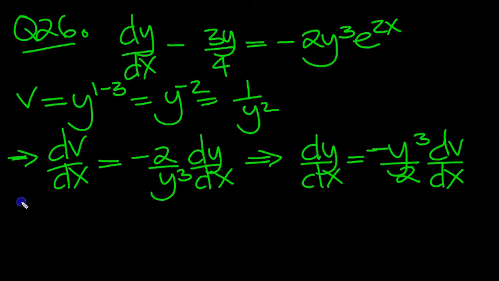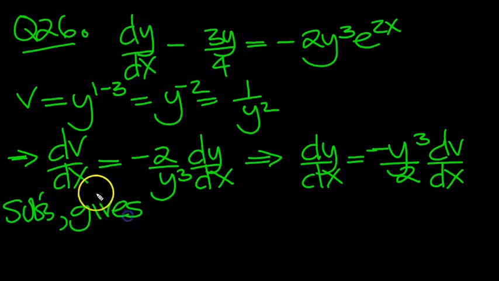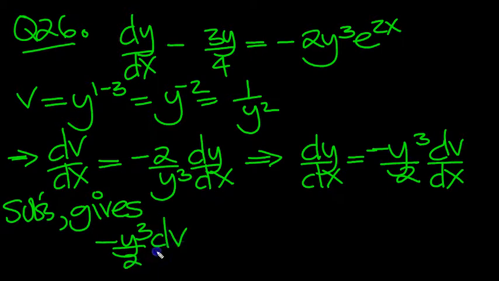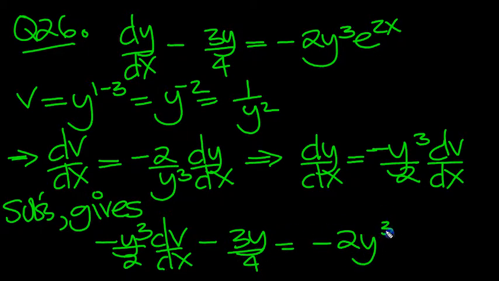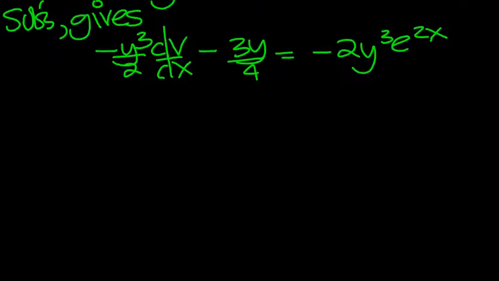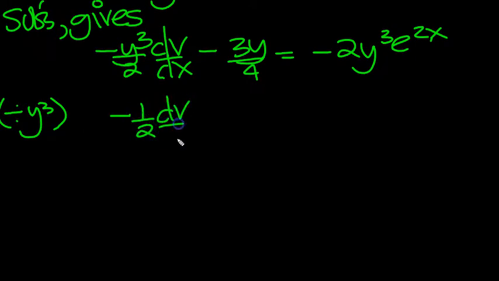So substitution then gives, for dy/dx, which we can put in as this, minus y cubed over 2 dv/dx, minus 3y over 4 equals minus 2y cubed e to the 2x. Now we need to divide by y cubed all the way through. So let's turn our attention to this now. Divide by y cubed all the way through. I'll worry about the minus a half in a minute. So it's minus a half dv/dx.